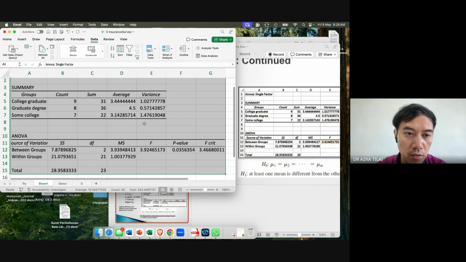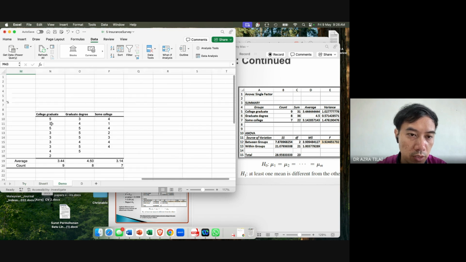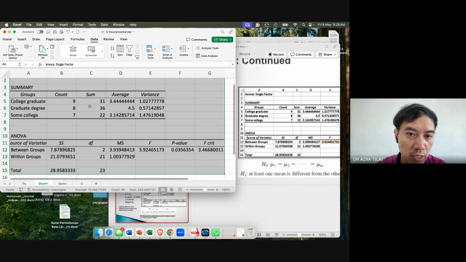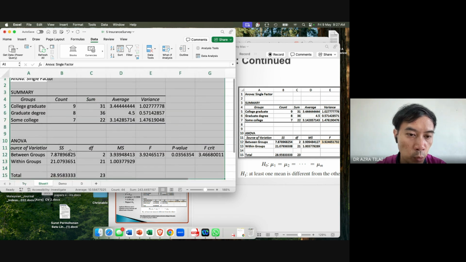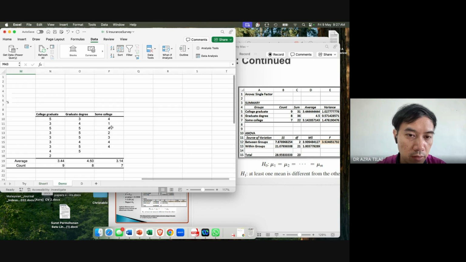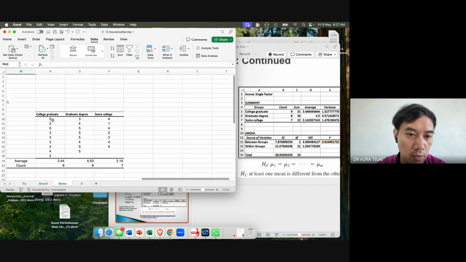Looking at the distribution within this data set, for college graduate the variance is around 1.4, graduate degree is around 0.5, and some college is around 1.0. Okay, this one.